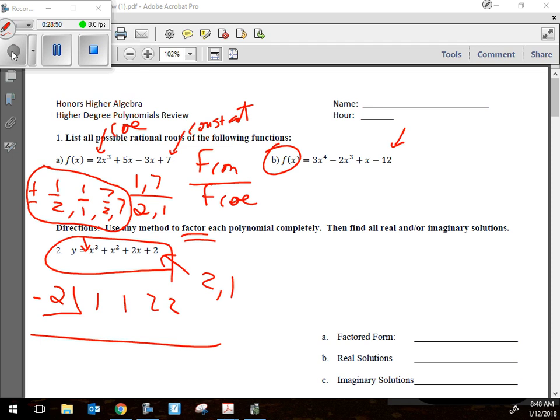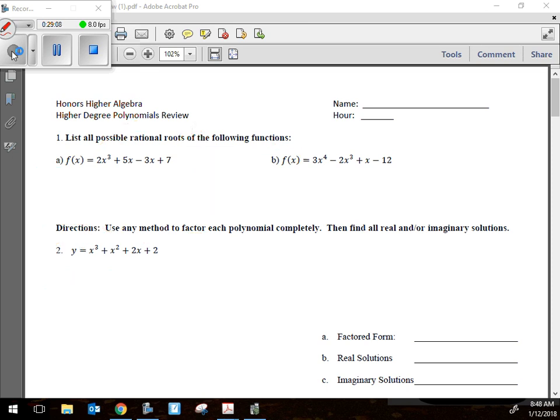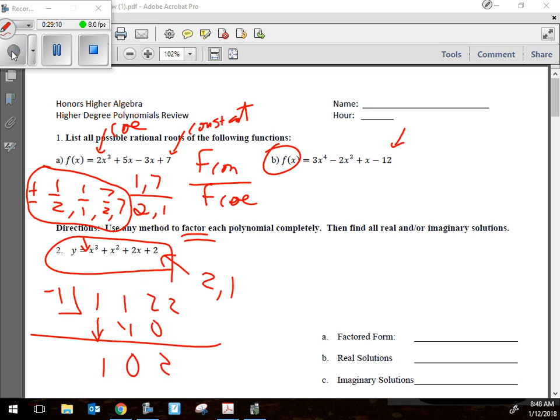Did -2 work? Yes or no? Can we get to the end and get a 0 or not? Nope. All right, let's try -1. I bet you -1 will work. So I drop it like it's hot. Multiply, add, multiply, add. Oh, wait. Yeah, that's right. Multiply. Whoo, it worked. It ended with a 0.